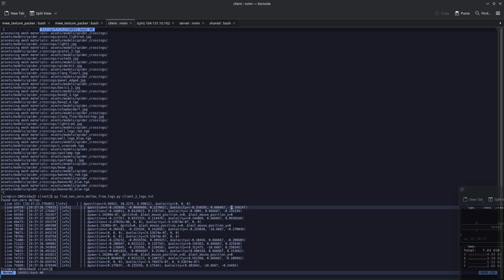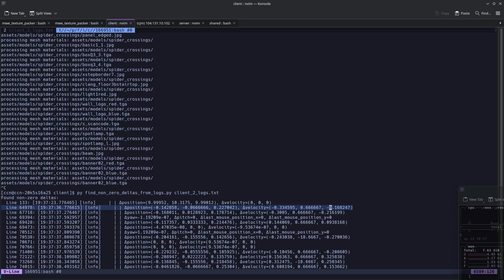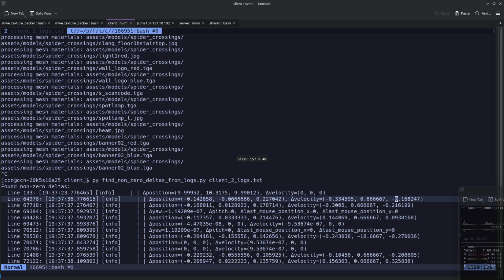So, the reason why lost packets throw a wrench in this is as follows. First of all, we have some error going on. We see on line 64,972, we have this delta. And this is after reconciling our physics state, e.g. position and velocity.